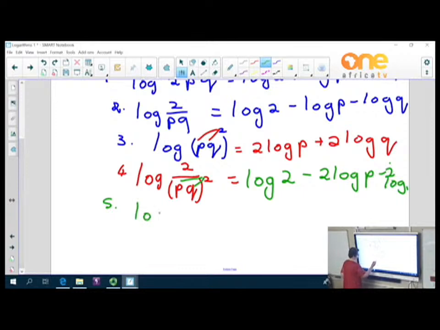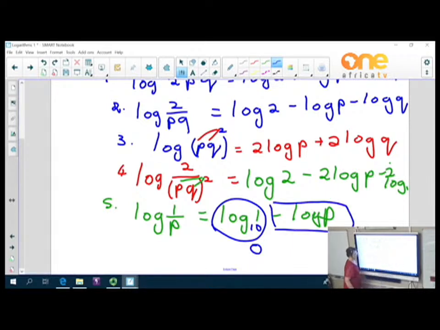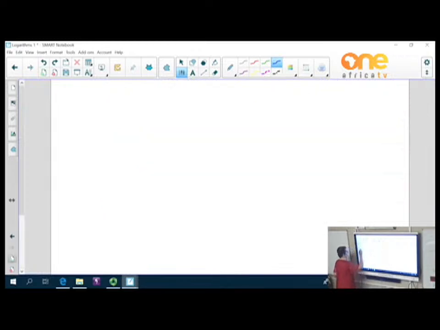Question 5. Log 1 over P, you will see they say simplify it as far as possible. So this is log 1 minus log P. If I divide, I subtract. But we can give an answer for this one, because remember, if there's nothing, it's a 1. So the question is now 10 to the power of what will give me a 1, and that is 0. So your final solution is negative log P there.